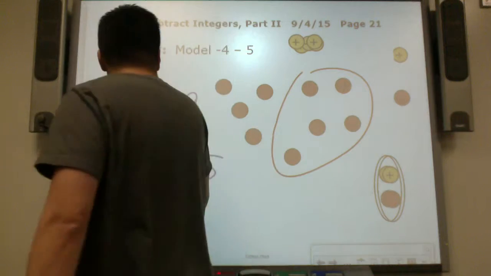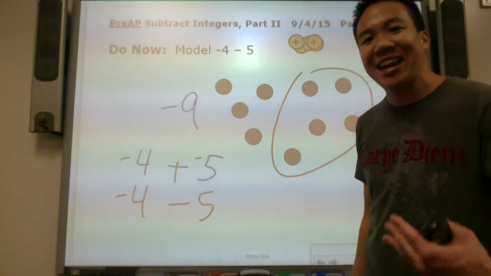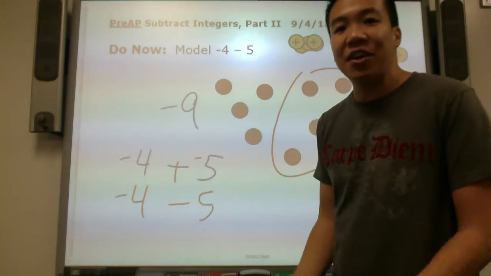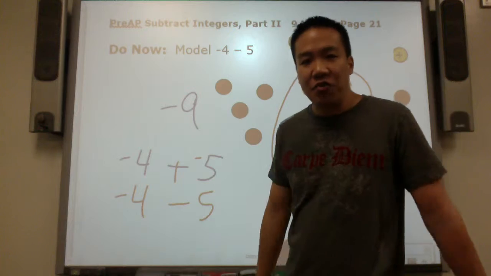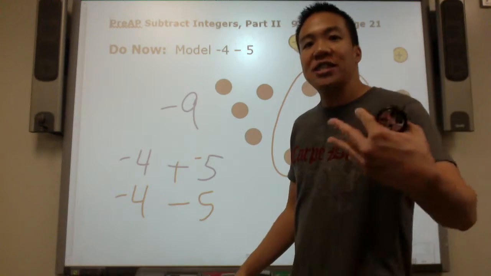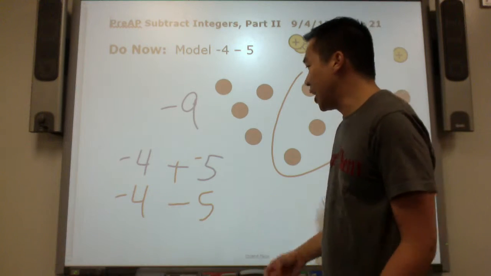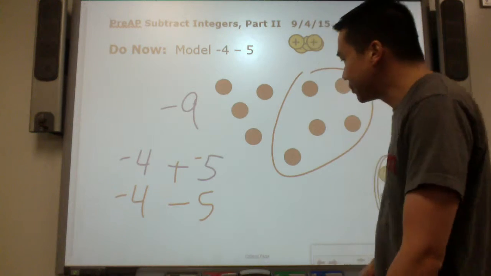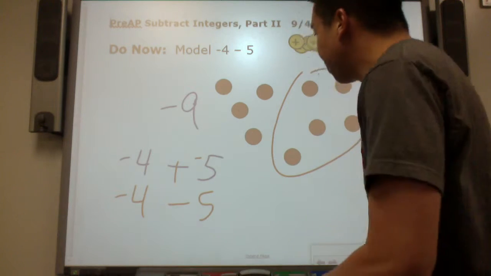So -4 minus 5 is equivalent, it's the same thing as writing -4 plus -5. It's called the additive inverse. Additive inverse is the opposite of that. Inverse is the opposite operation. So you have -5, +5, plus, minus.